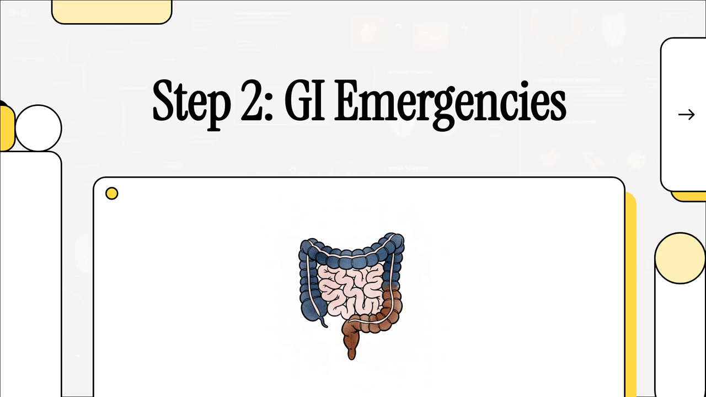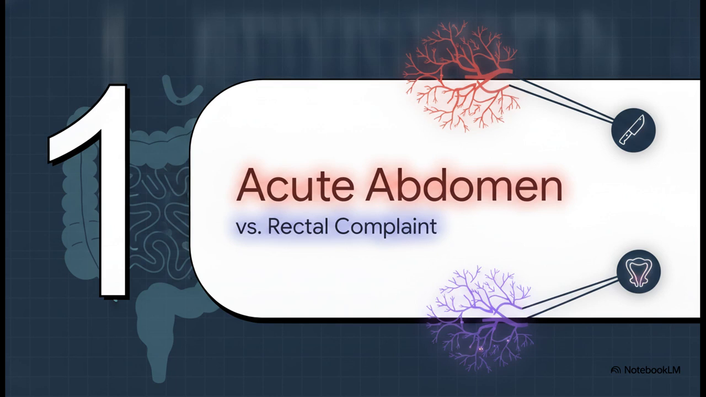Let's dive straight into Step 2 CK, lower GI, and anorectal emergencies. In this explainer, we're breaking down the exact clinical decision pathways you need for the wards, focusing purely on rapid vignette recognition and your next best steps. Section 1. The acute abdomen and rectal complaint split.